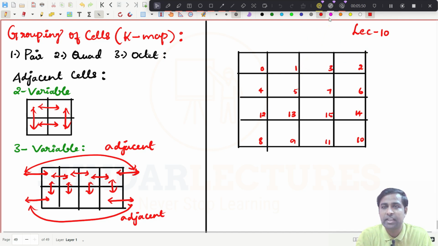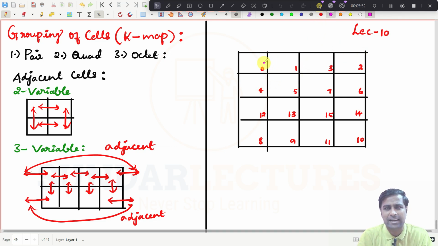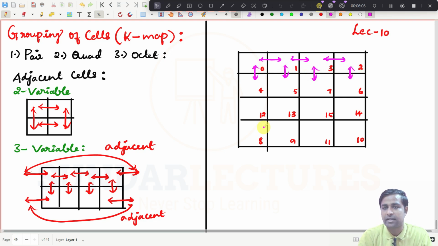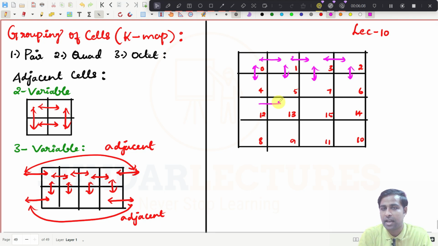So, in this one, you can easily understand. See, these two are adjacent to each other. These two are adjacent to each other, as well as these two. This one and this one are adjacent to each other. Next cells, next cells. That is the whole idea. And also this one, this one, this one.